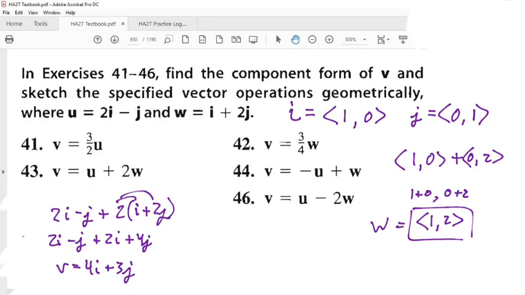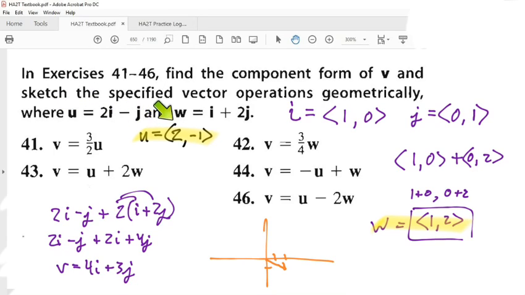But it doesn't say find it algebraically. I did that, but it doesn't say to do that. Instead it says find it geometrically. How do you find this geometrically? I will show you. The u vector right here would be 2, negative 1. So we start with the u vector: right 2, down 1. So it's going to be right here. There's my vector. That's the u vector, but I'm not done yet.